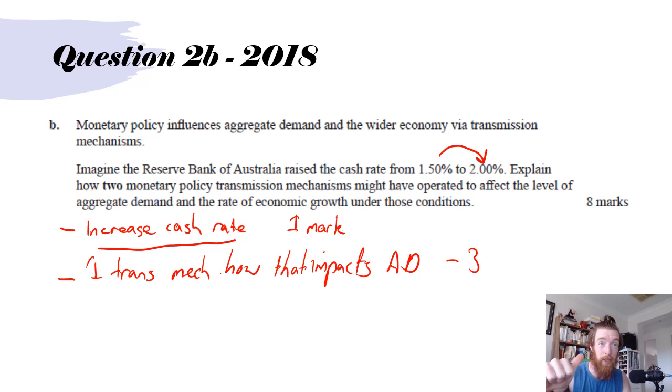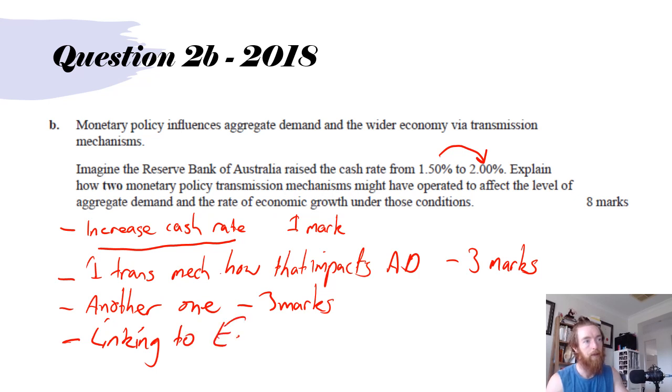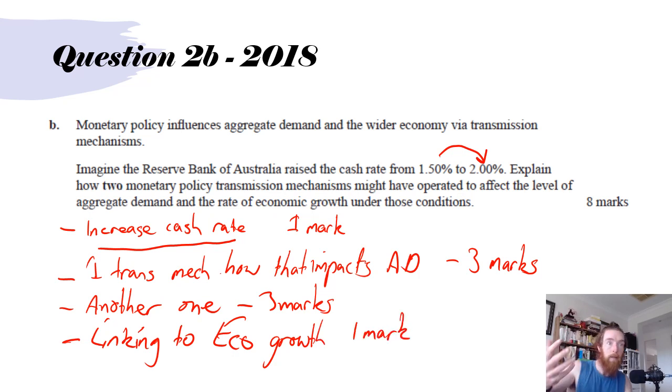So you're going to give a short description of that transmission mechanism, how an increase in the cash rate impacts that transmission mechanism and the component of aggregate demand, and then how that impacts aggregate demand overall. That's going to get you your next 3 marks. Then you're going to do the same thing with another one. And then you get your final mark for linking them both to the rate of economic growth. And that is going to get you the 8 marks overall.